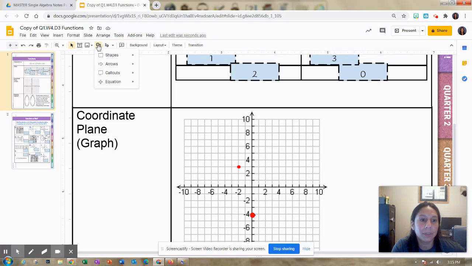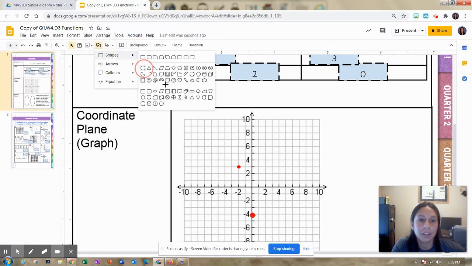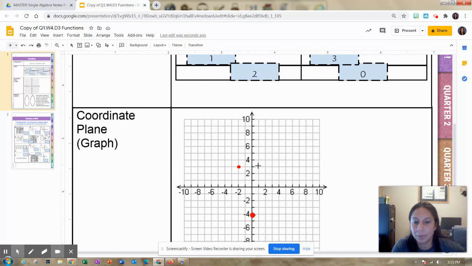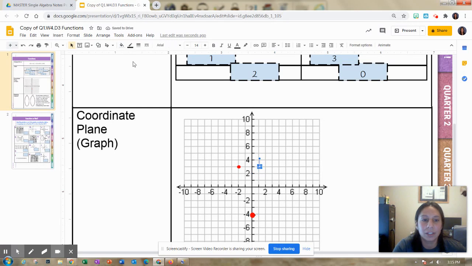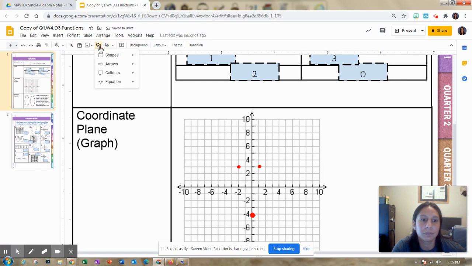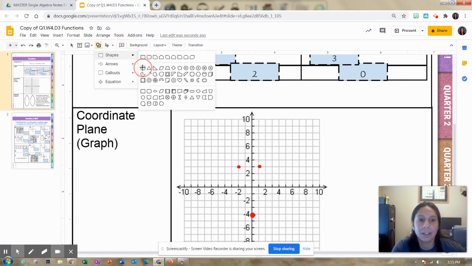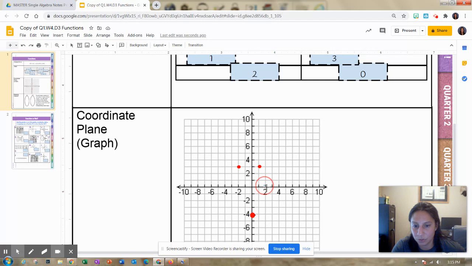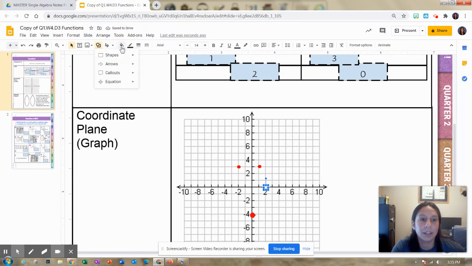So I'm going to go (1, 3), over 1 to the right, up 3. And then we also had a point at (2, 0). Again, making sure that we color that in so we can see it. And then lastly, (2, 0). So back here, (2, 0). And again, I'm going to color it in so we can actually see it.